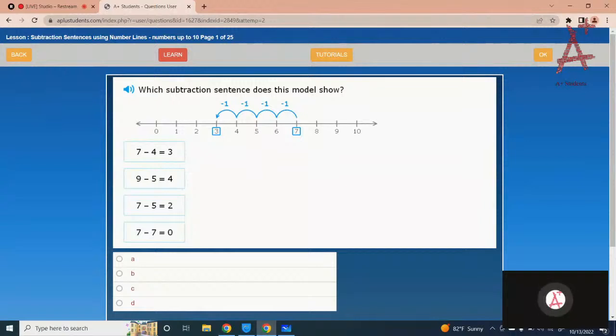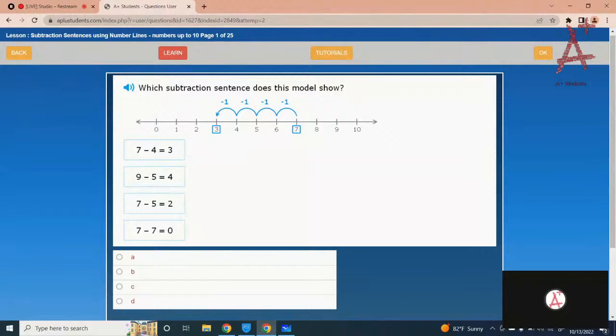How many times do you move back? 1, 2, 3, 4. That means you started from 7. You move back 4 times because you have negative 1 written 4 times. 1, 2, 3, 4. That means you started from 7. You move back 4 times and you are left with 3. Got it? So which option is the correct one? A, B, C or D? Which option involves the numbers 7, 4 and 3? Do you know the answer?